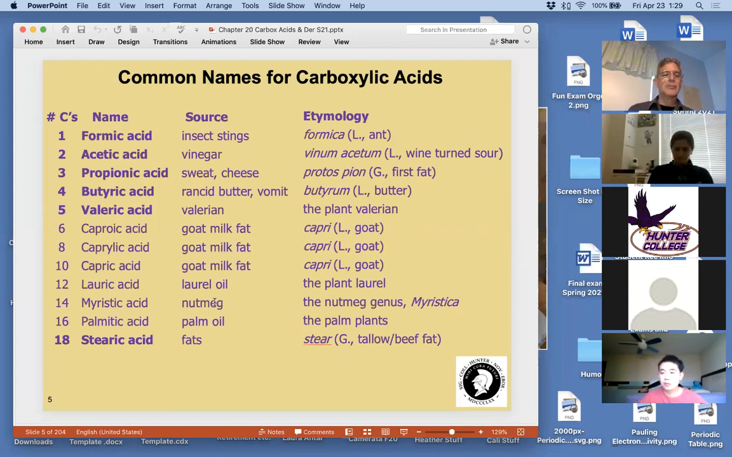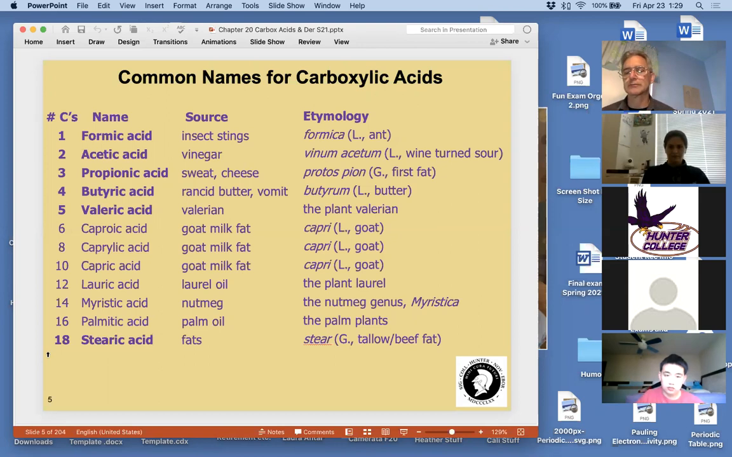Palmitic acid, yeah, palm oil. And stearic acid, I've emphasized, it's the essence of beef fat. It's the most common fatty acid in the triglycerides that are tallow, beef, which is where the name comes from. Okay, so stearic acid's important enough, you probably should know that one too. Okay, so those are the common names.